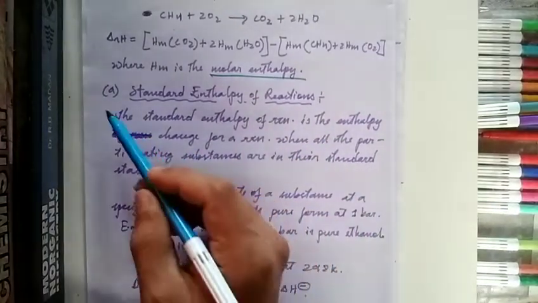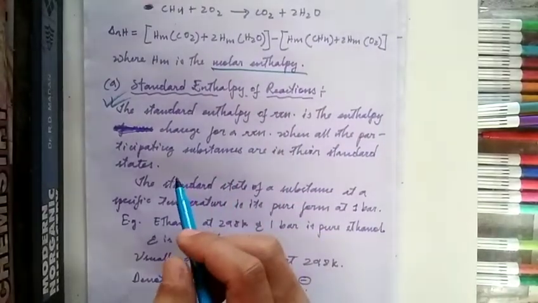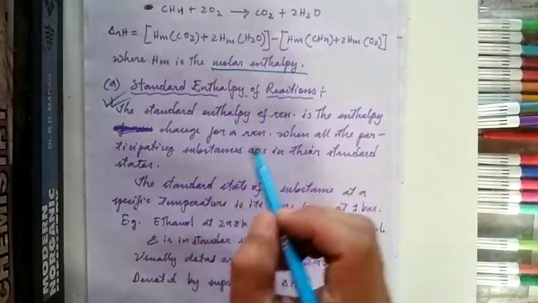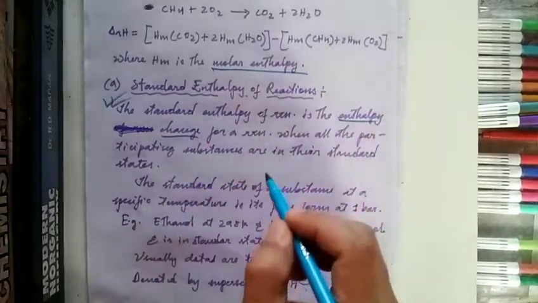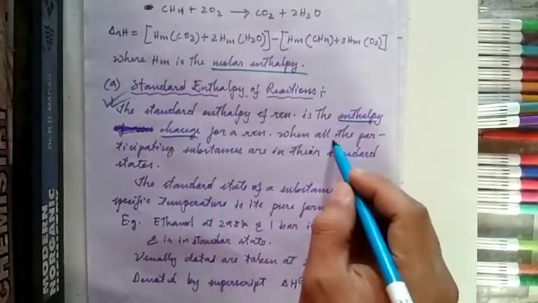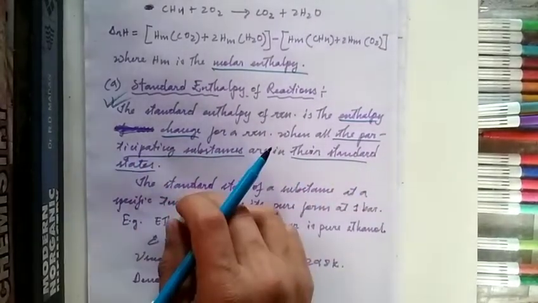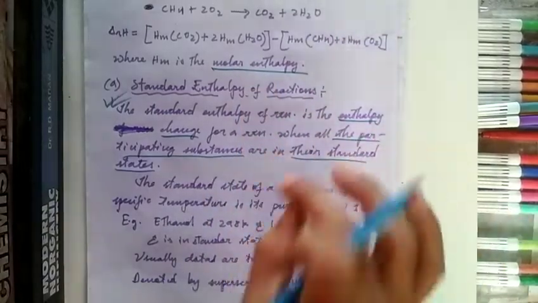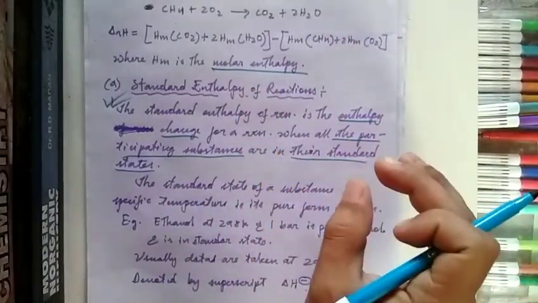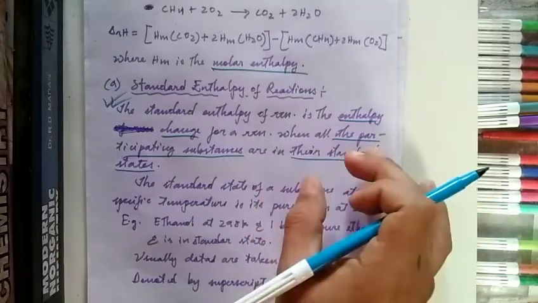Now next one, standard enthalpy of reaction. The standard enthalpy of reaction is the enthalpy change for a reaction when all the participating substances are in their standard state. This is similar to the first one, the enthalpy change of a reaction, but in this case all the participating substances should be in their standard state.